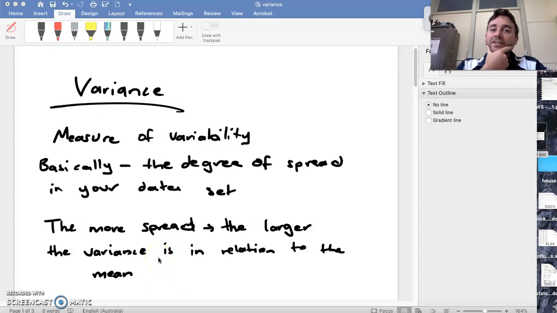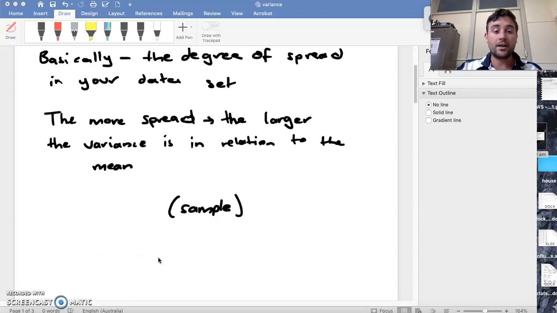Hey boys and girls, just going to quickly talk about variance. Variance is a measure of variability. Basically, that means the degree of spread in your data set. The more spread, the larger the variance is in relation to the mean. You should know what the mean is by now.